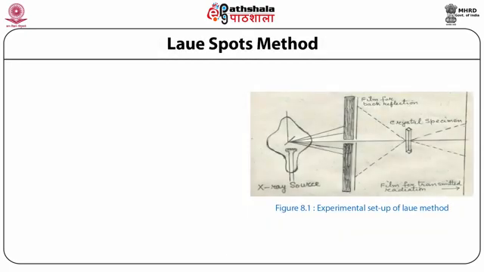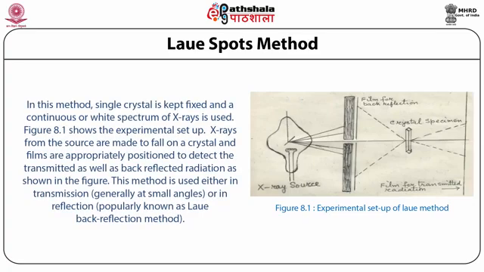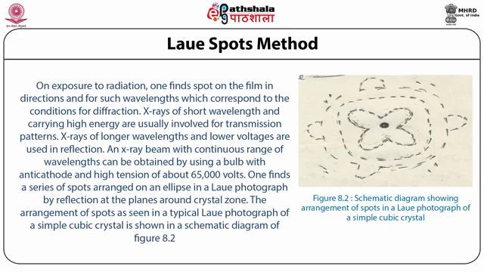Laue spots method. Figure 8.1 shows the experimental setup of the Laue method. In this method, a single crystal is kept fixed and a continuous or wide spectrum of X-rays is used. X-rays from the source are made to fall on a crystal and films are appropriately positioned to detect the transmitted as well as back reflected radiation as shown in the figure. This method is used either in transmission, generally at small angles, or in reflection, which is popularly known as the Laue back reflection method. On exposure to radiation, one finds spots on the film in directions and for such wavelengths which correspond to the conditions for diffraction.